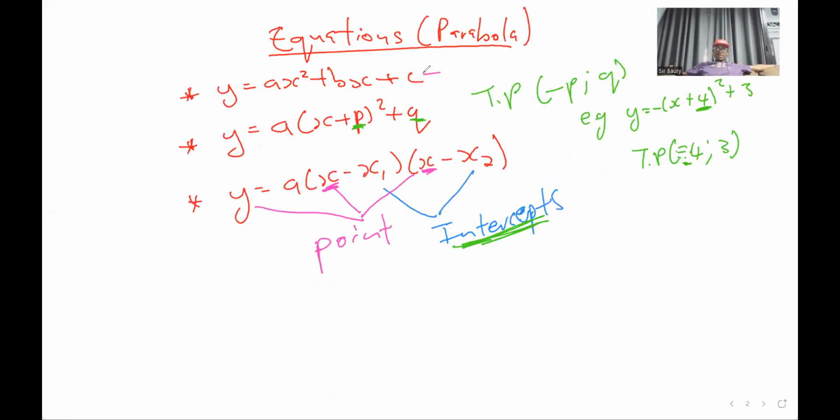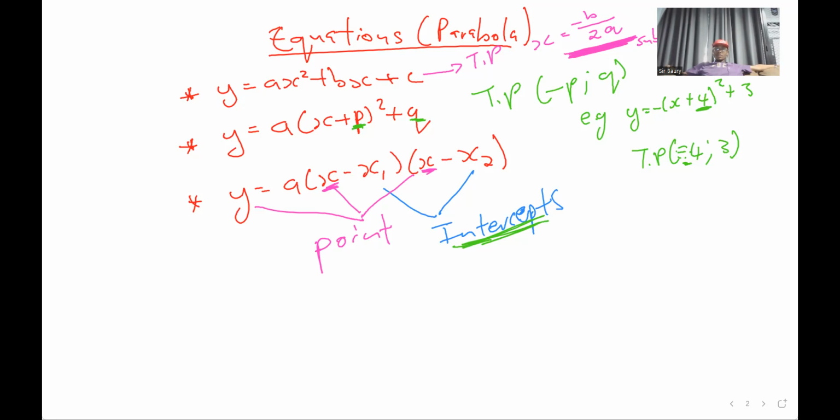Oh, this one. Getting the turning point. Turning point is x equals minus b over 2a. That's how you find the x coordinate for the turning point. Then for the y value, you substitute into the original.